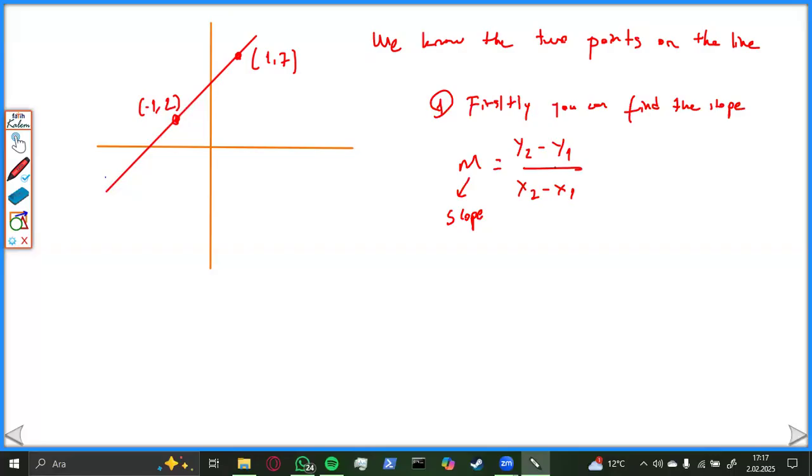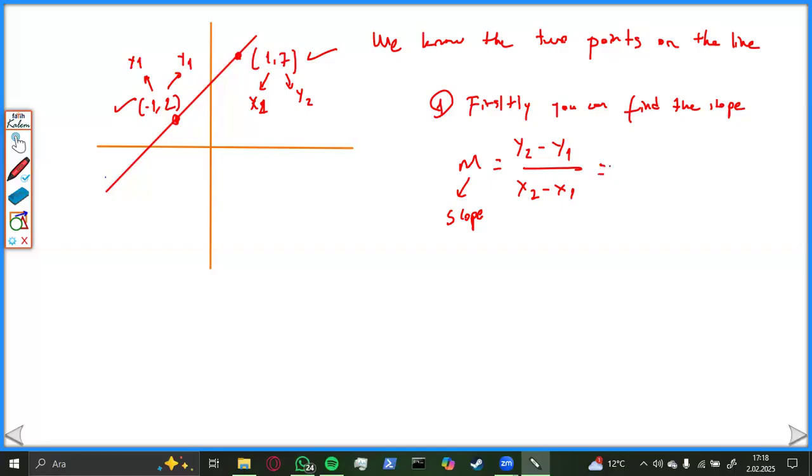It's your choice. You can choose which one is point 2 or point 1. Assume that this is point 2, so this is the y2 and this is the x2. And assume that this is point 1, so this is y1 and this is x1. As I told you, it's your choice. But as you see here, I chose this as point 2 and this as point 1, but you can also change the points. It's up to you.